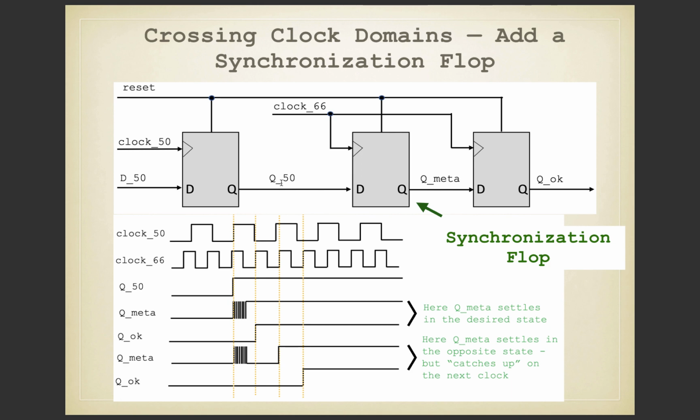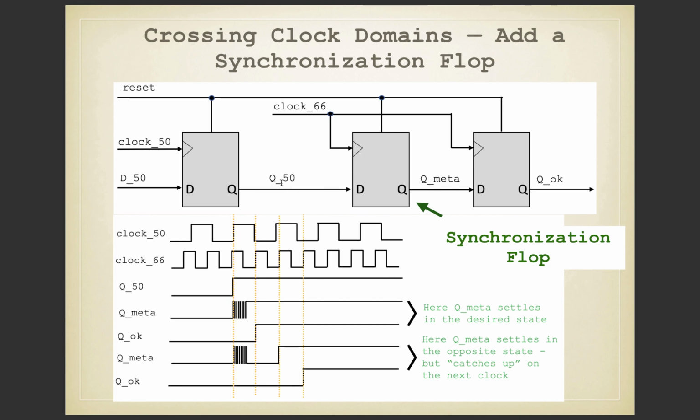The diagram down below shows both cases. The signal clearly is supposed to go to a 1. In the first case, the metastability settles at a 1 and we see our signal on the second clock. In the second case, the signal settles at a 0, then goes high on the next clock, and then QOK receives it on the following clock.